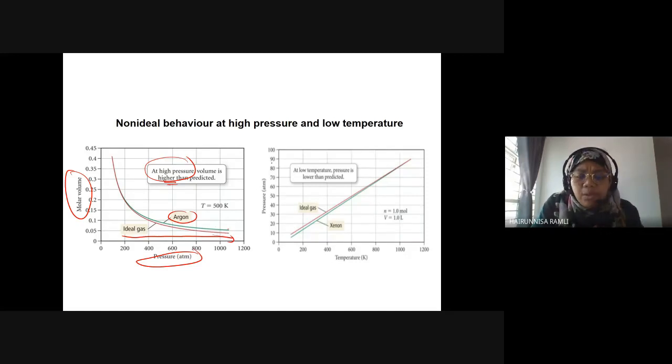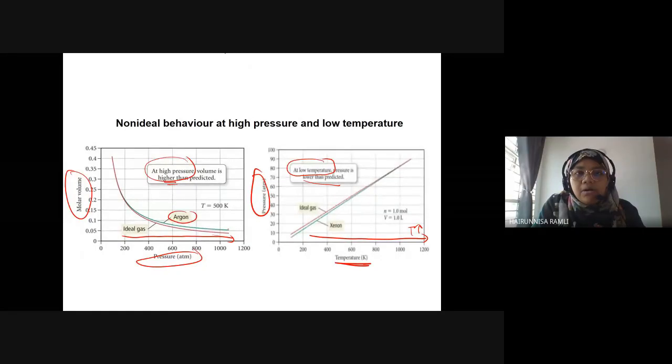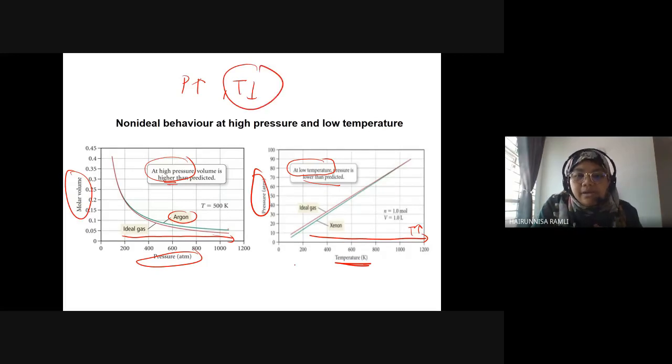Okay? While at low temperature, pressure is lower than predicted. So now here is pressure versus temperature. So as you move further, this is higher temperature kan. So kita tahu kalau real gas ni P tinggi, T rendah. So maksudnya bila pada T rendah, so bila you pergi ke kiri, predicted yang warna merah ni. Tapi xenon ni, dia actually dia terturun sikit daripada yang predicted. So that's why the pressure is lower than predicted here. Okay, ni contoh dia based on experimental value lah.